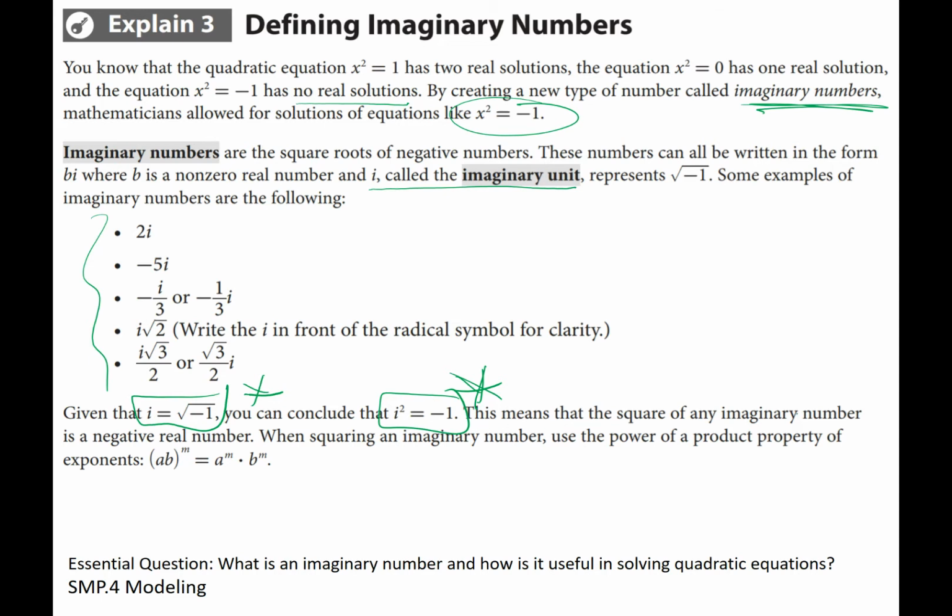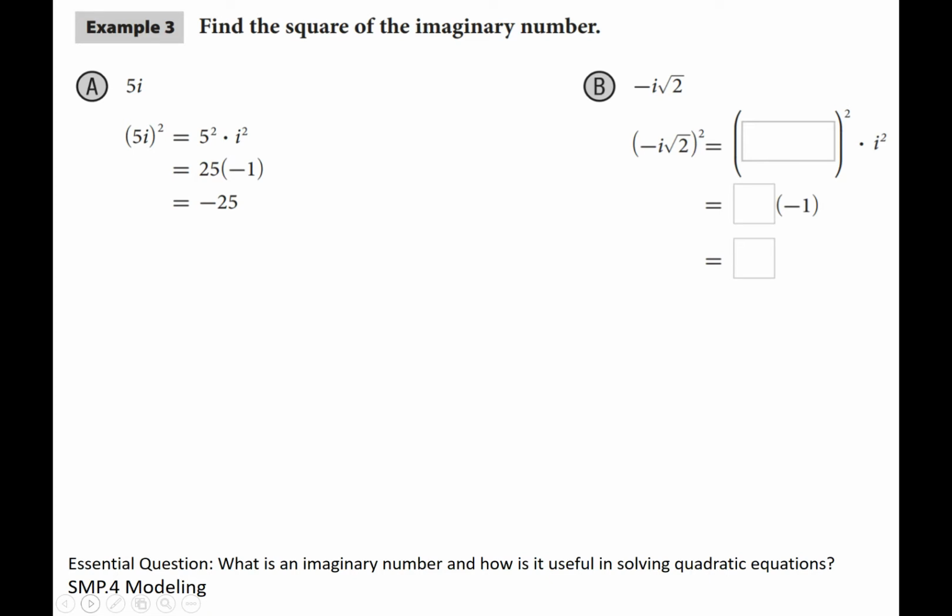This means that the square of any imaginary number is a negative real number. When squaring an imaginary number, use the power of a product property of exponents. So they're talking about this property right here. All right, so let's look at a few of what's going on here. So we're going to find the square of an imaginary number, and remember that we know that i squared equals negative 1. So I can put a negative 1 in when I have an i squared.